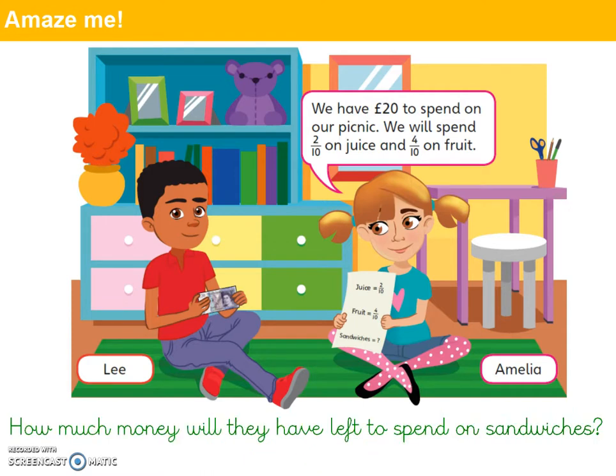Now question 1b builds on the idea of question 1a. Question 1a, you've worked out what fraction they are going to spend on their sandwiches, and for question 1b our question is how much money will they have left to spend on sandwiches. So whereas question 1a is looking for a fraction, question 1b is looking for an amount of money.